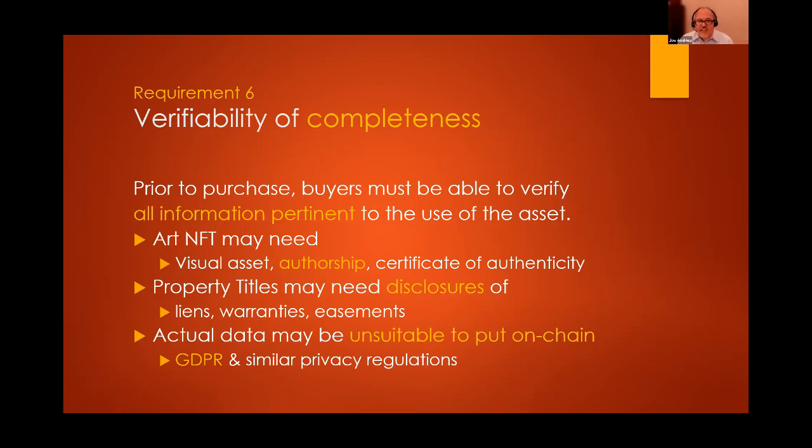An art NFT may need that visual asset. It may need a statement of authorship. It could have a certificate of authenticity. Property titles, I've mentioned a couple times, could need statements of liens and warranties and easements. This data may not be suitable to put on chain because of GDPR or other privacy regulations. You really don't want to be putting people's names and addresses on chain. And so this is an approach that can get us beyond that.